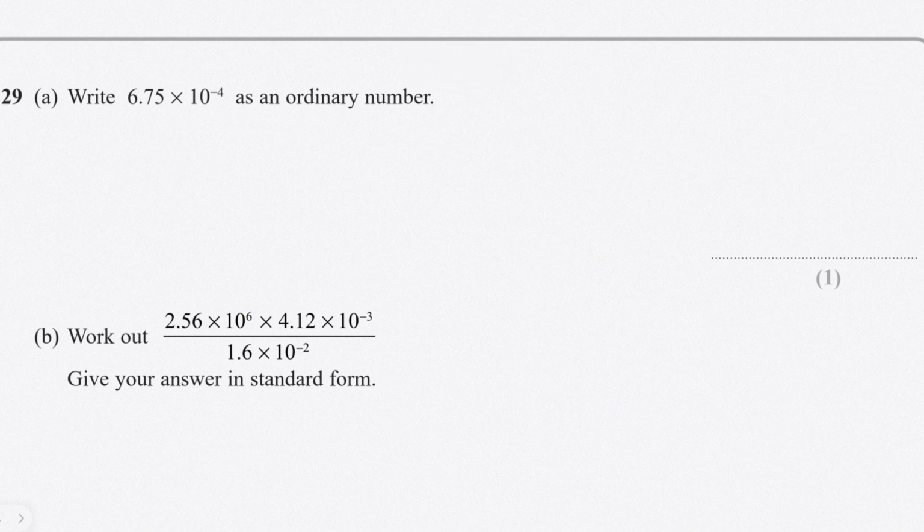Write 6.75 times 10 to the power of negative 4 as an ordinary number. Since this is a negative index, just write the same number of zeros: 0.000, then 675. Easy.